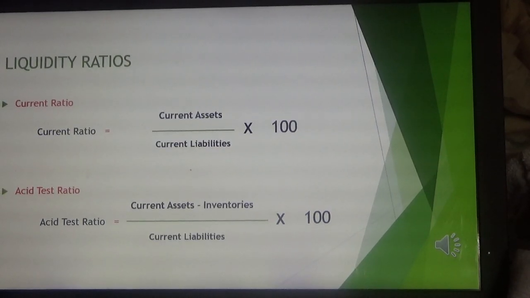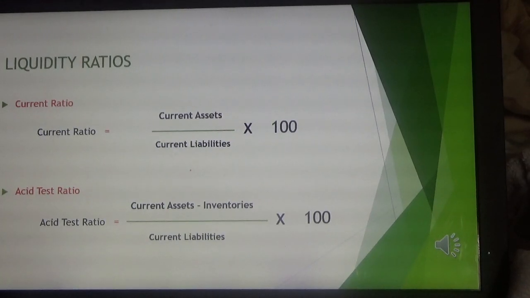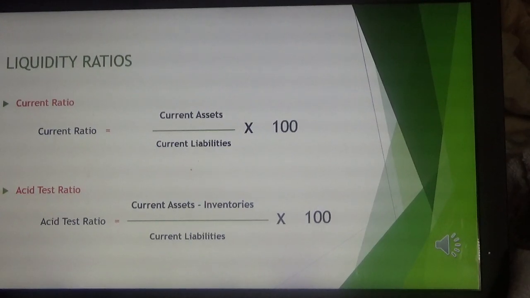In this slide, you will find the different formula of the two types of liquidity ratios. Current ratio, which is equal to the current assets over the current liabilities times 100. And acid test ratio is also equal to current assets, although this time inventory should be deducted, over current liabilities times 100. And let us try to check an application on the next slide.